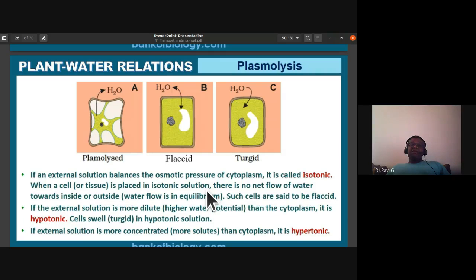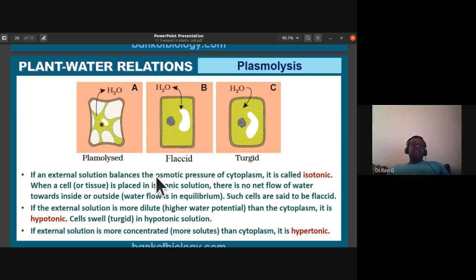When can you say that the external solution is isotonic? When the external solution balances the osmotic pressure of cytoplasm, it is called isotonic. So when a cell is placed in an isotonic solution, there is no net flow of water, either entry or exit. Water flow is in equilibrium in an isotonic solution. So the cells are said to be flaccid. Whenever there is neither entry nor exit of water, we call the cells flaccid.